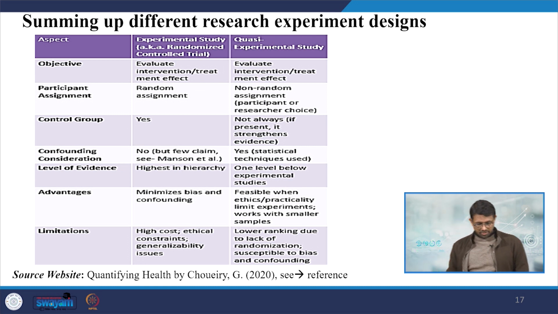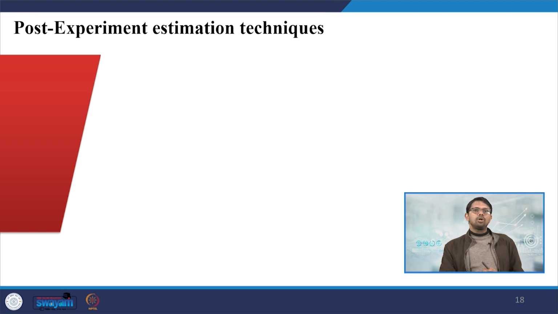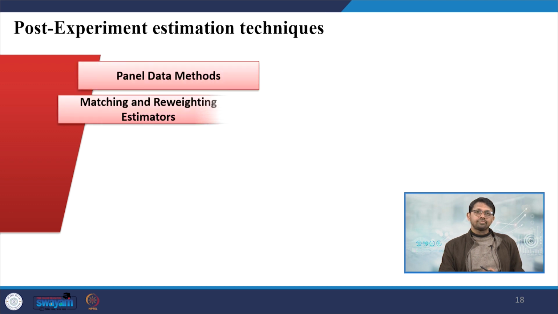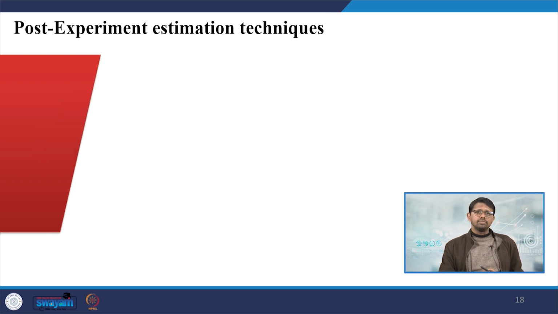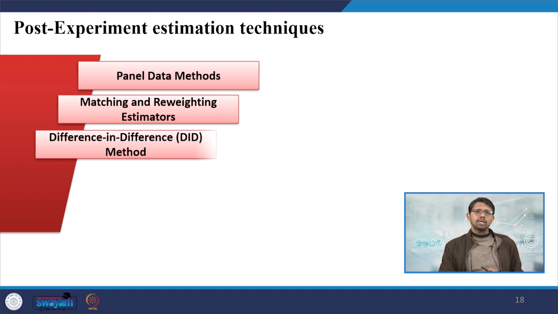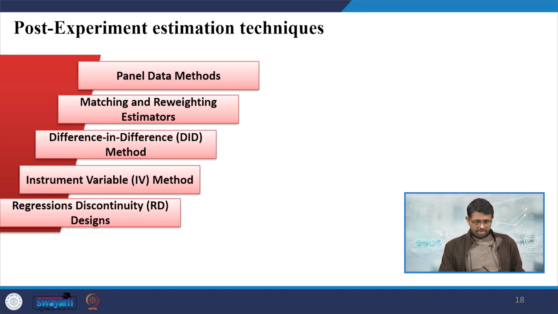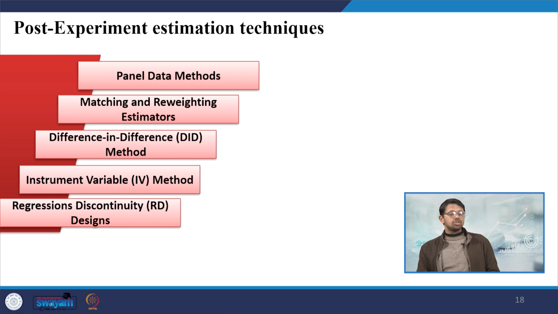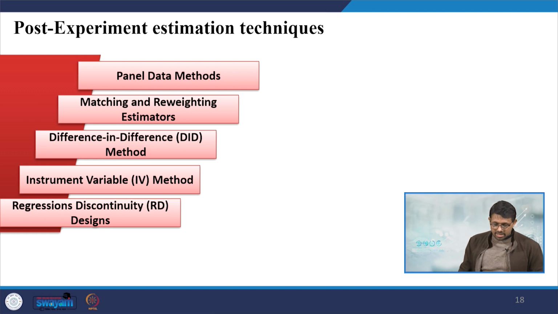It is on quantifying health. Let us discuss post-experiment estimation techniques. These are also important post-experiment estimation techniques, starting with panel data methods, and then matching and reweighting estimators, the DID difference-in-difference method, the instrumental variable method, then regression discontinuity designs. These are considered to be post-experiment checks.